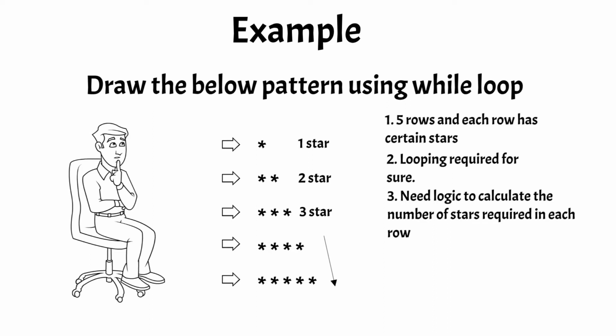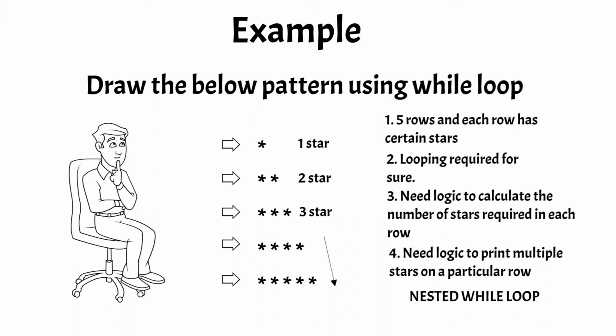Okay, good. I think we have found one solution using which we can write our code. But hey, wait, we are missing one important part in our logic: how are we going to print multiple stars inside a particular row? In order to print multiple stars inside a row, we will have to create one more loop in each row to print the stars.